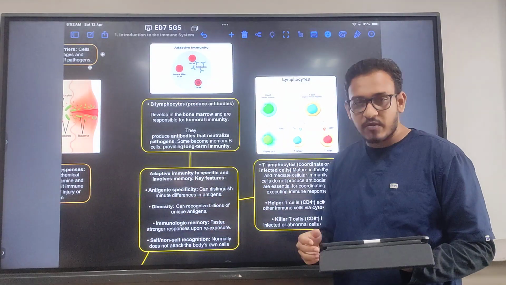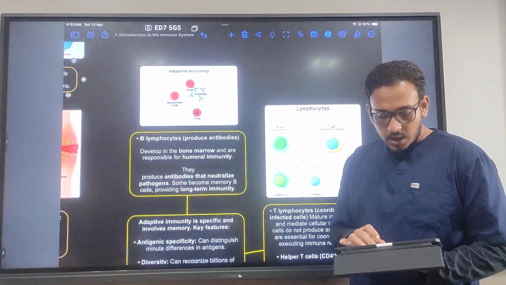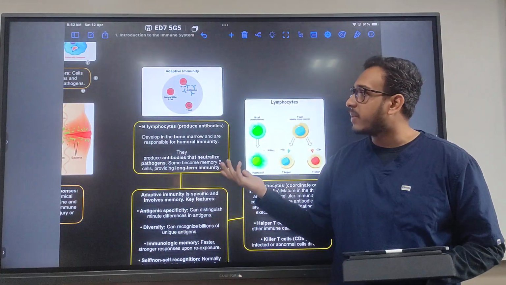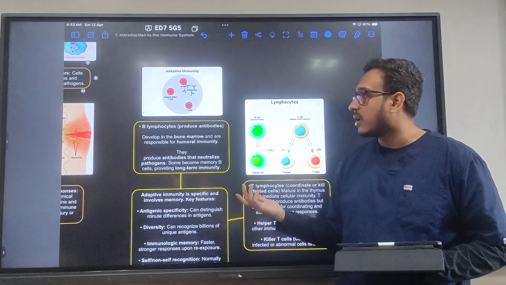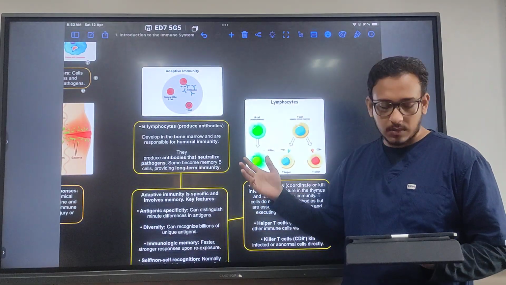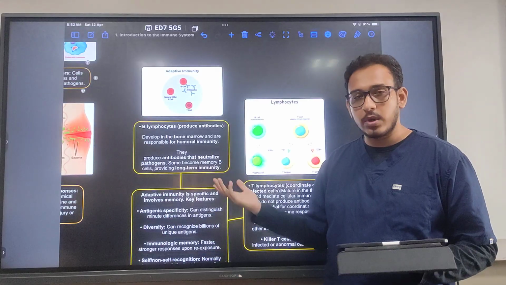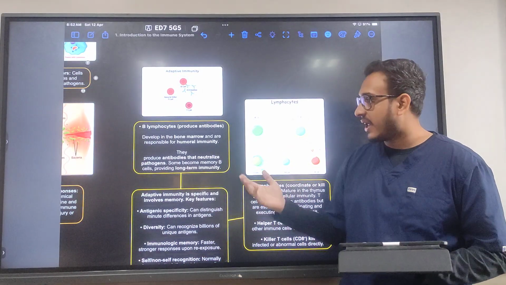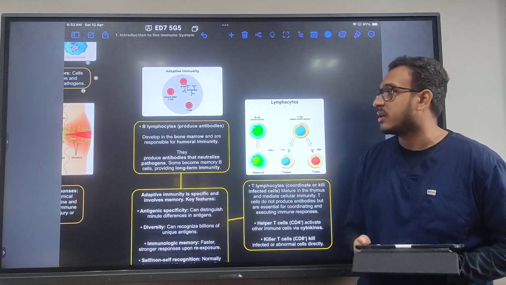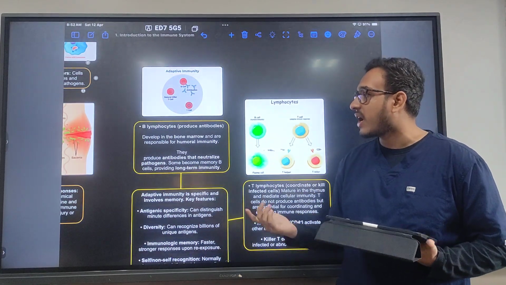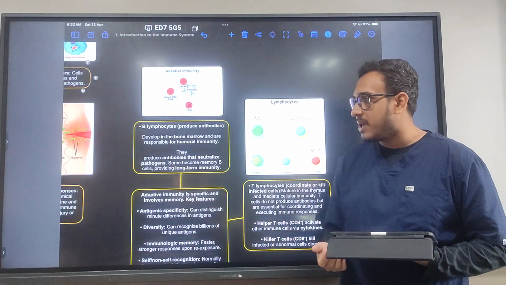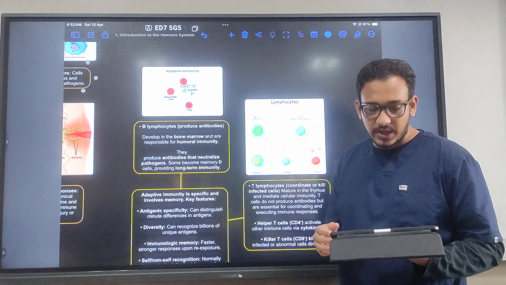they only attack foreign microbes and foreign substances. These can be divided into two types: B lymphocytes and T lymphocytes. B lymphocytes mature and develop in the bone marrow, and they are responsible for humoral immunity. They produce antibodies that neutralize pathogens. Some become memory B cells, providing long-term immunity.